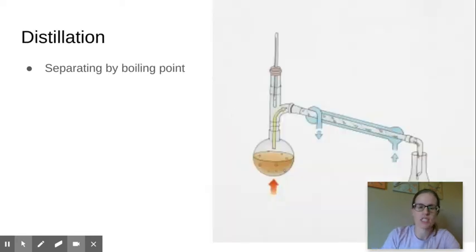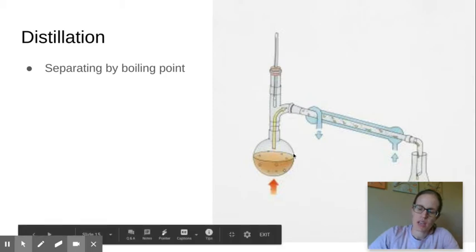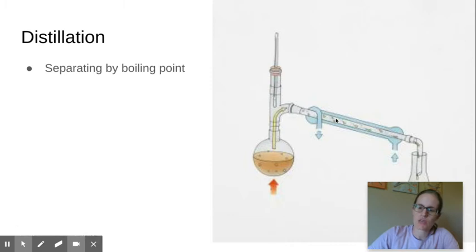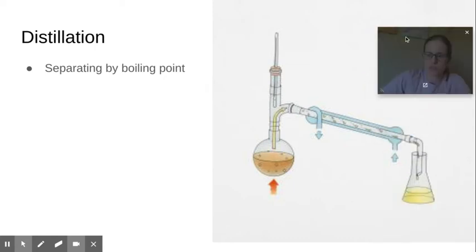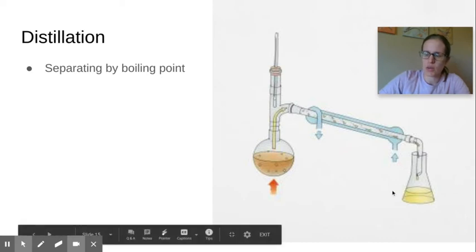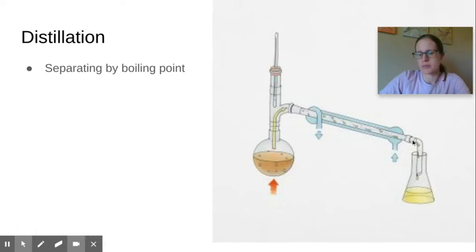And then distillation is another one. You can separate liquids by their boiling point. So you're heating up this liquid here, and the ones at the lowest boiling point will boil first, and then they'll go down the distillation tube and into the Erlenmeyer flask here at the end. So you can catch the first liquid with a low boiling point, and then you can heat it up a little bit more. And then the next substance will start to evaporate and you can separate it out.